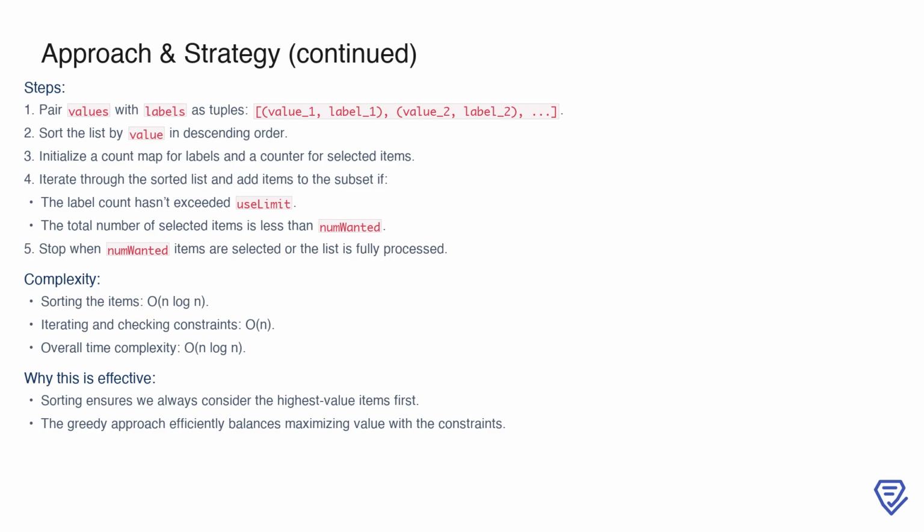This approach is efficient because sorting the items takes O(n log n), while iterating through the list only requires O(n), resulting in an overall time complexity of O(n log n). By prioritizing high-value items, we ensure that the solution is both effective and efficient.